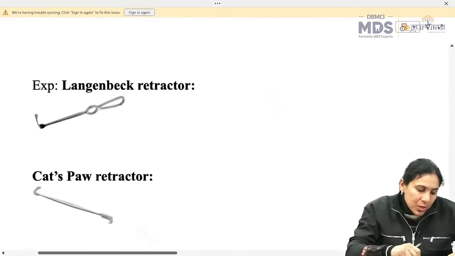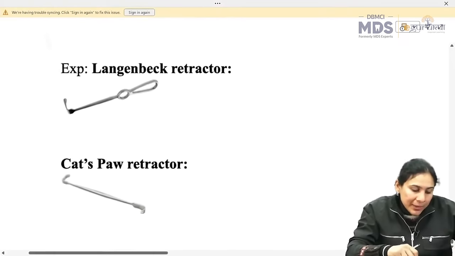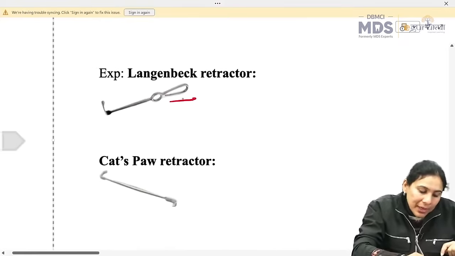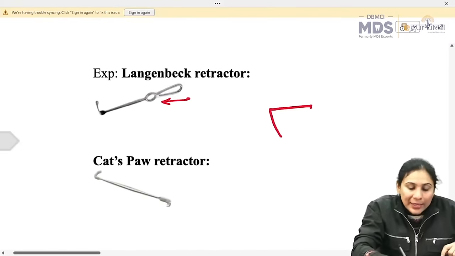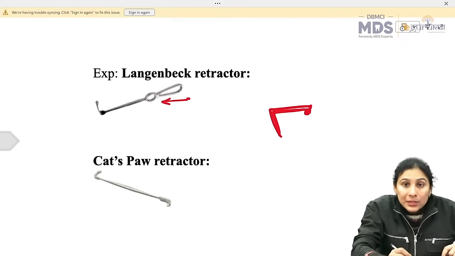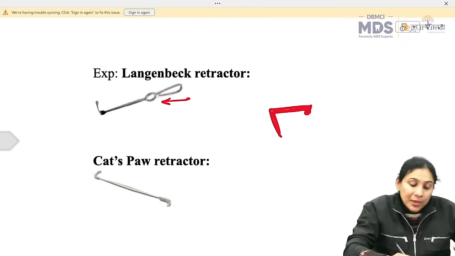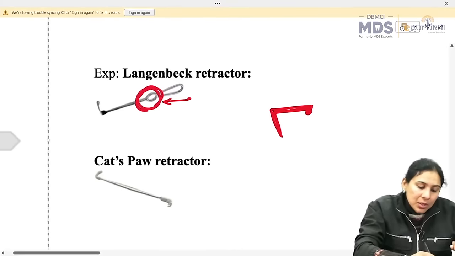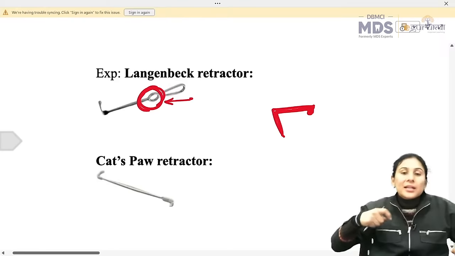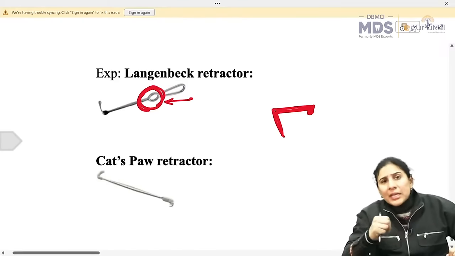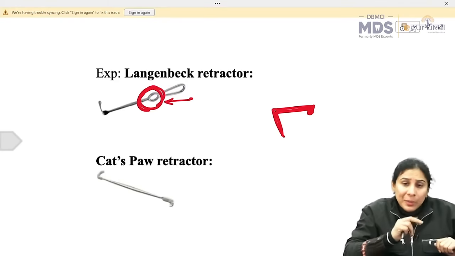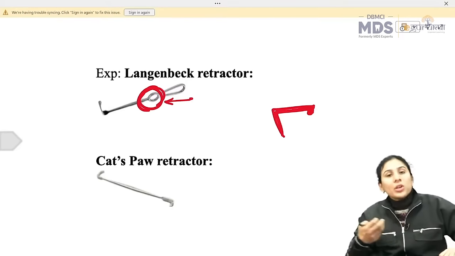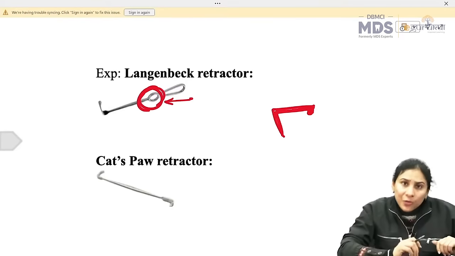Very quickly, I will show you how a Langenbach retractor looks like. So this is how a Langenbach retractor looks like. It has a 90 degree blade with a tip in the end to keep the soft tissues holding. And the handle has a nice hole, nice ring in between. So the assistant can put a finger in that ring and his hand's fatigue will be less. It is better to have that ring so that you can hold the retractor properly using your fingers.